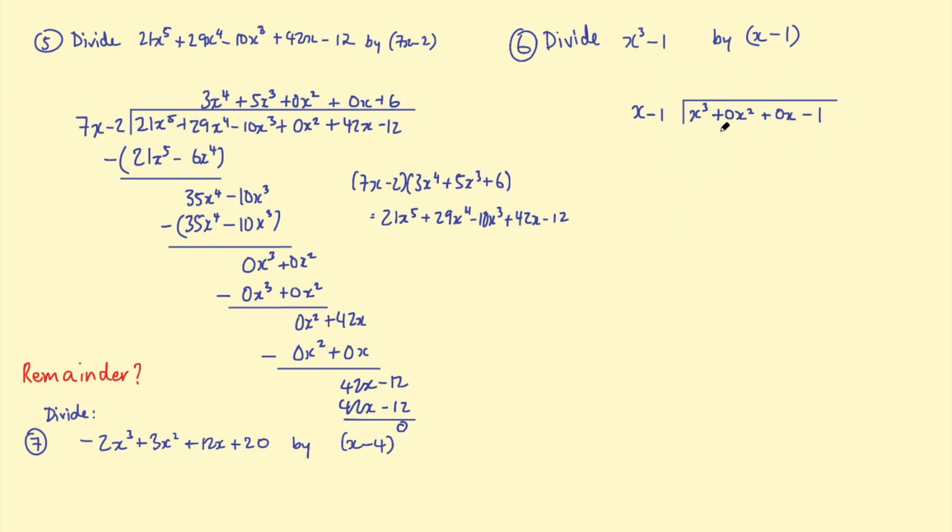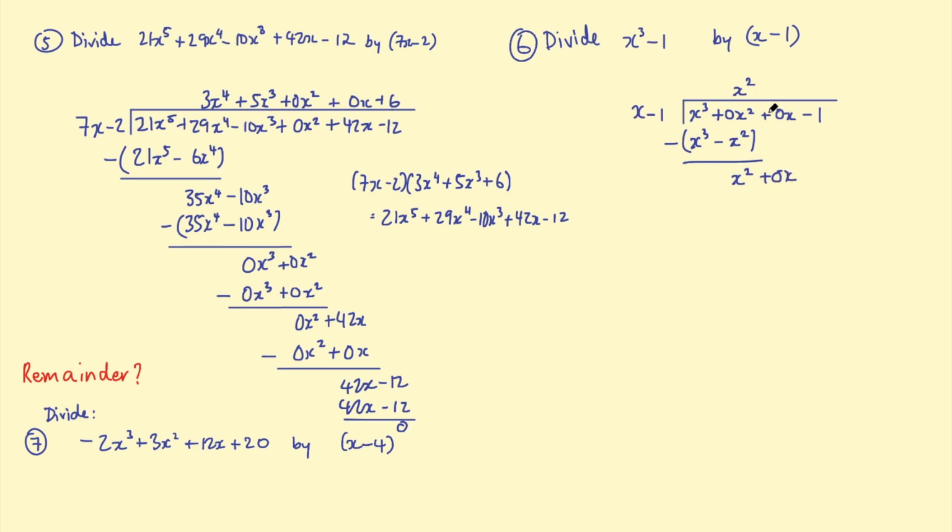Now that we've gone through a few examples, maybe you are feeling brave enough to have a go all by yourself. Alright, the first step is to divide the first term, x cubed, by x. That's x squared. Multiply by the divisor, x squared times x take 1. It's x cubed take x squared. Subtract the first two terms in the dividend by these terms down here. x cubed take x cubed is 0. 0x squared take negative x squared is plus x squared. Carry the next term down.